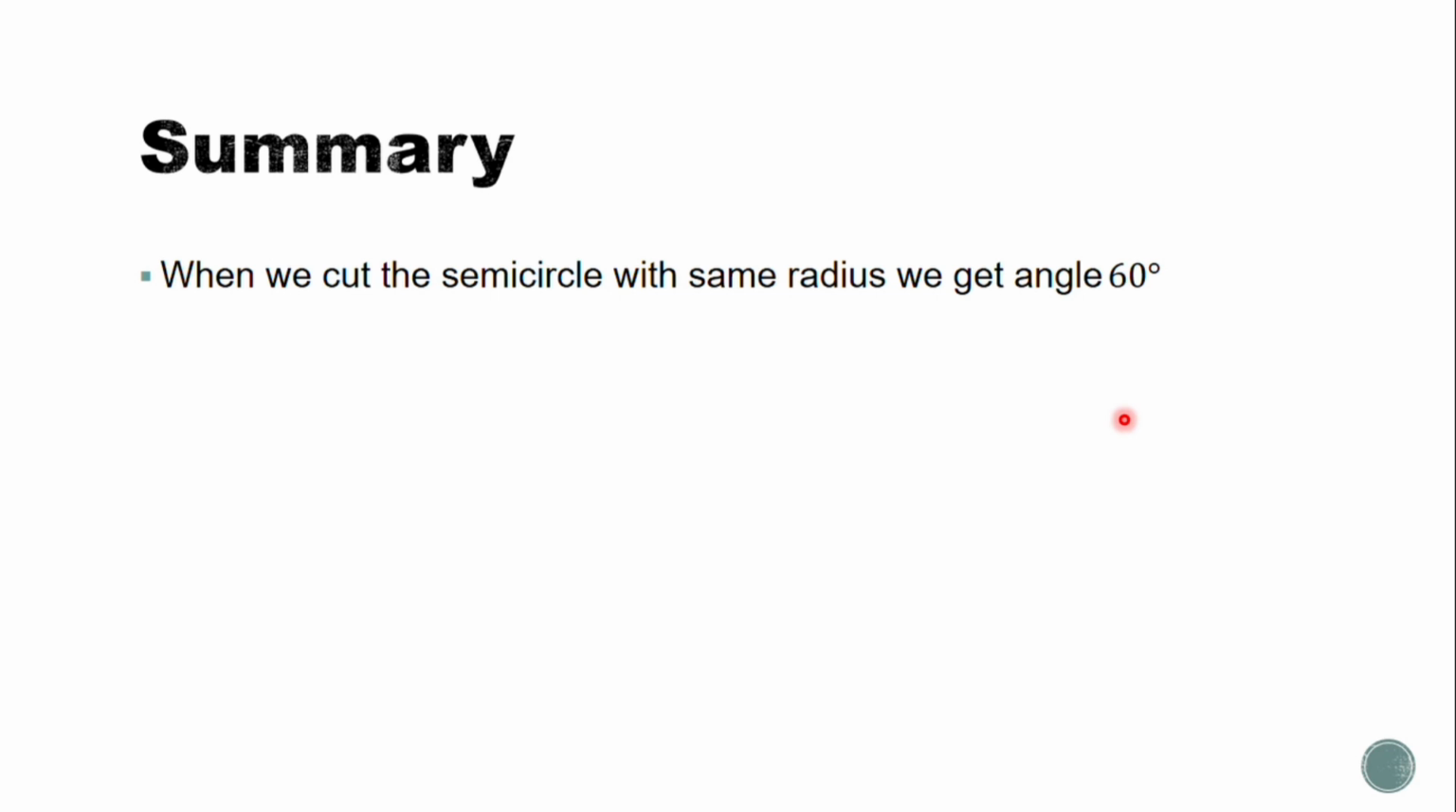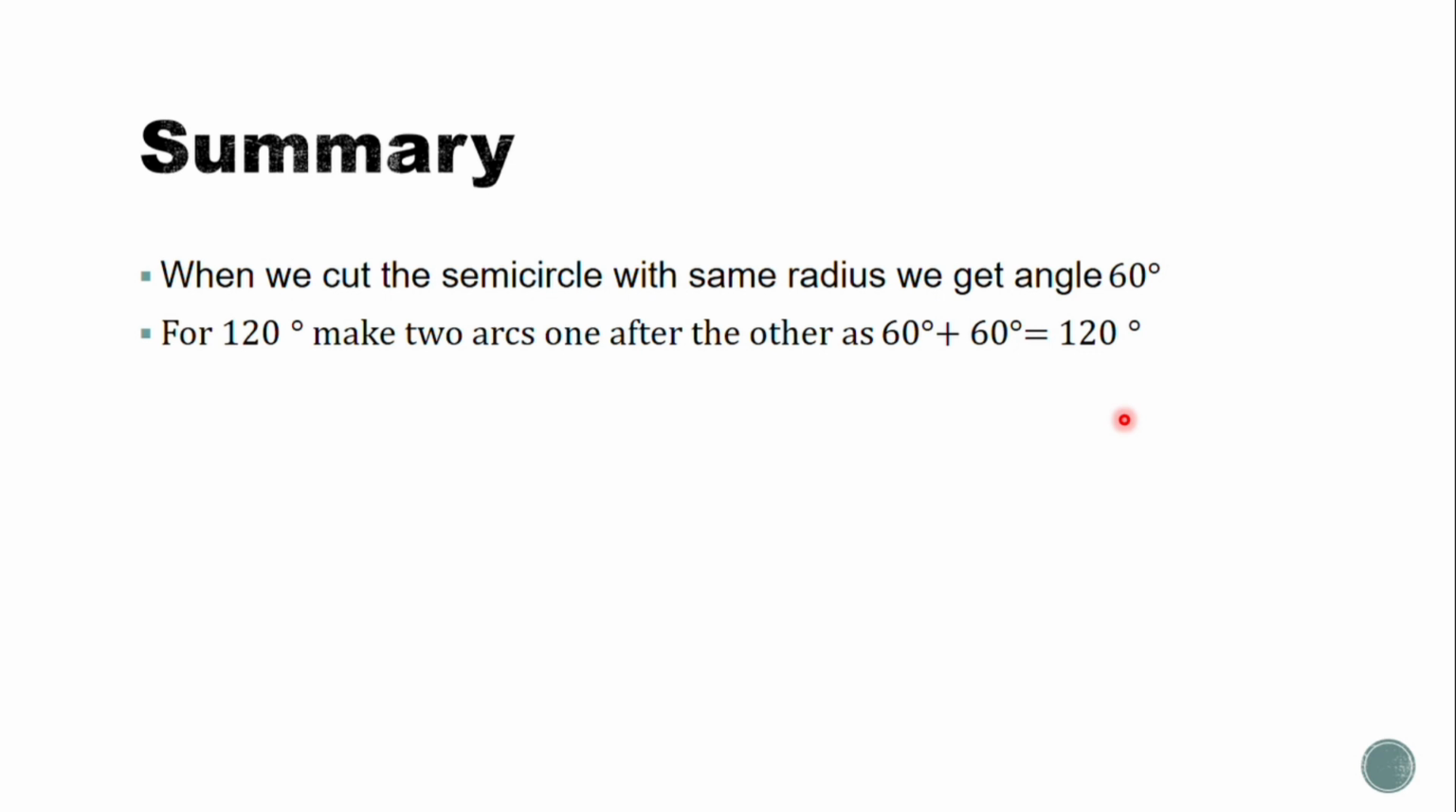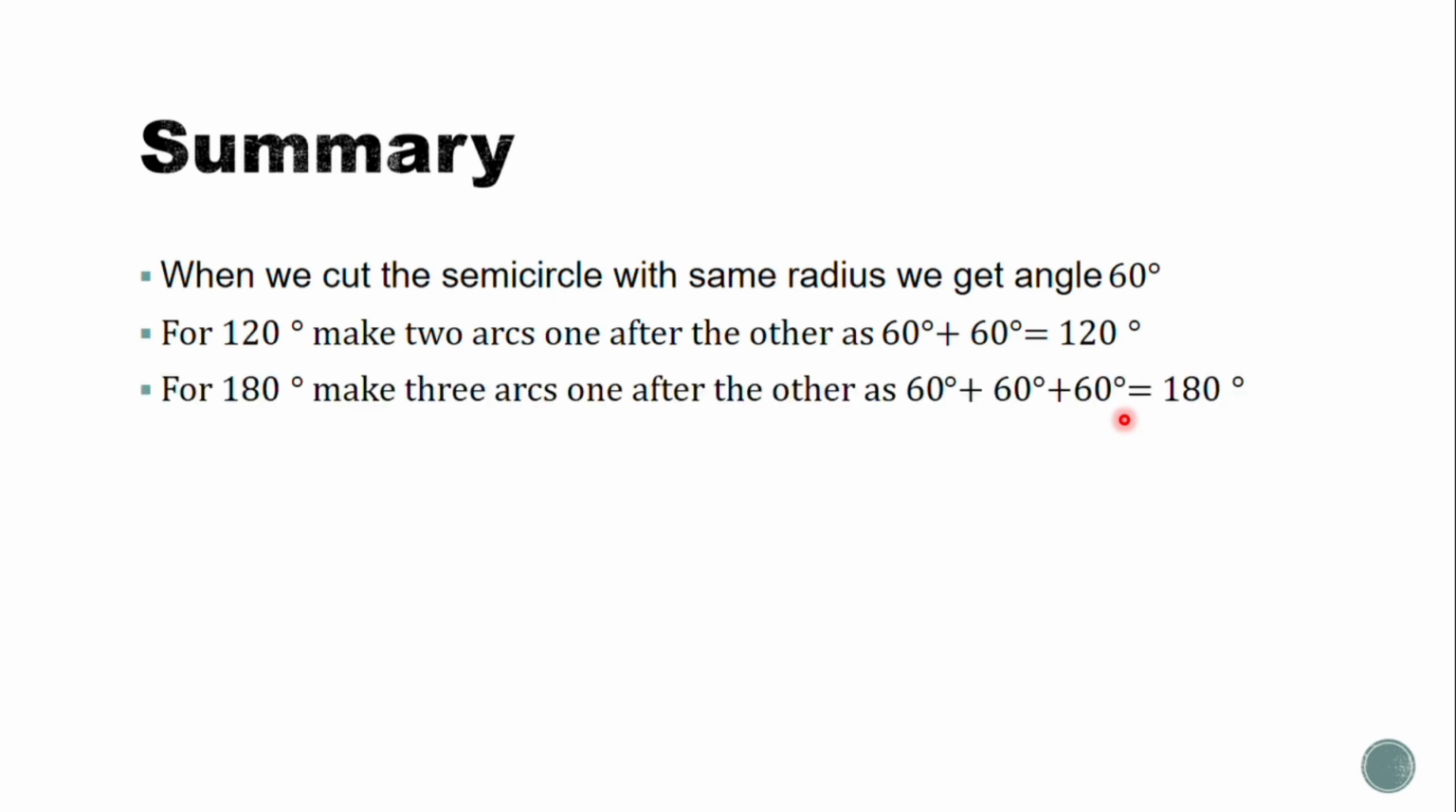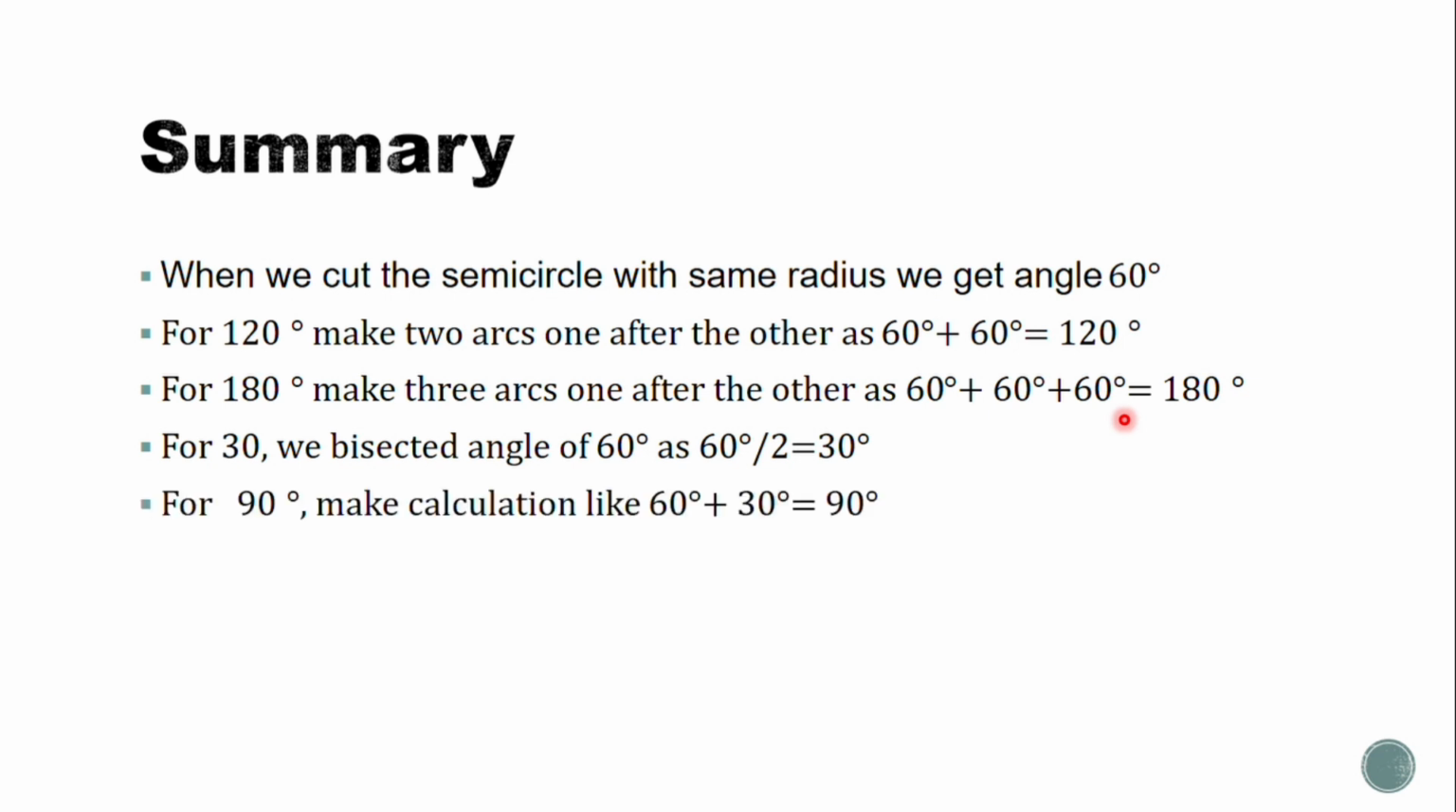If we summarize the things that we have learned: when we cut a semicircle with the same radius, we get an angle of 60 degree. For 120, make two arcs one after another, as 60 plus 60 is 120. For 180, make three arcs one after another, as 60 plus 60 plus 60 will be 180. For 30, we bisect the angle of 60 degree, as 60 divided by 2 is equal to 30. For 90, we make calculations like 60 plus 30 will be 90.